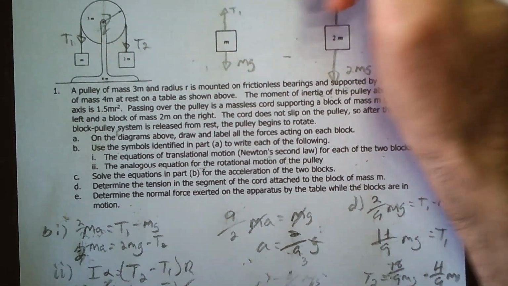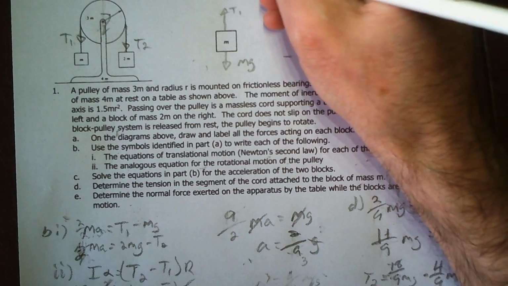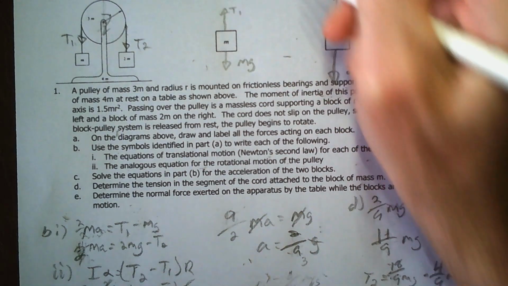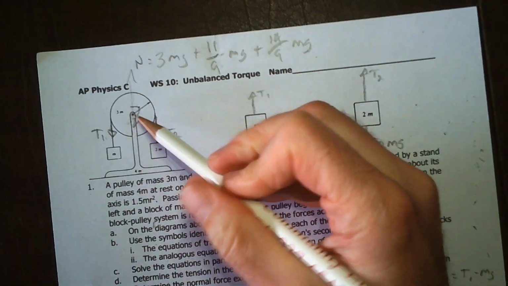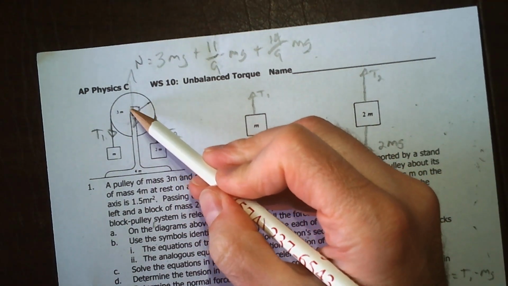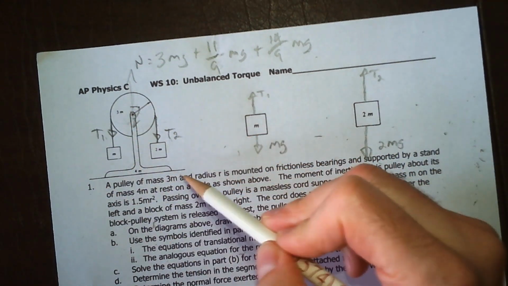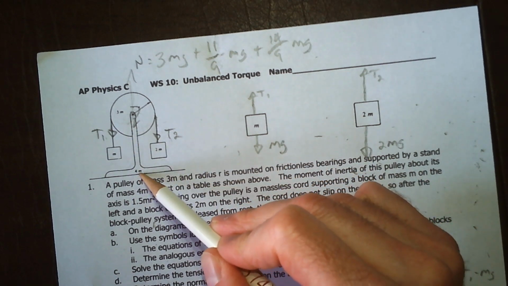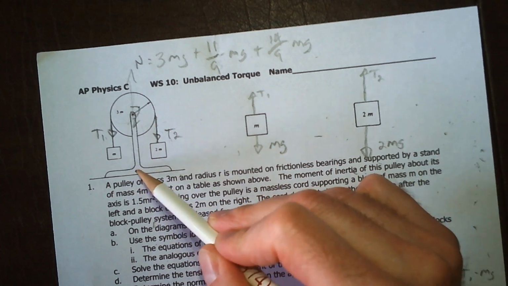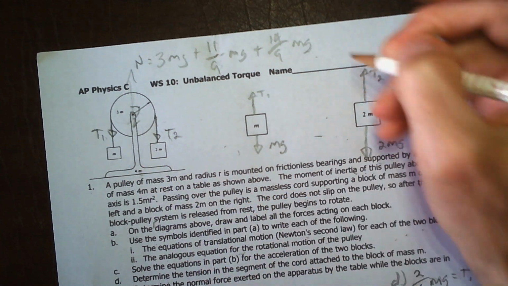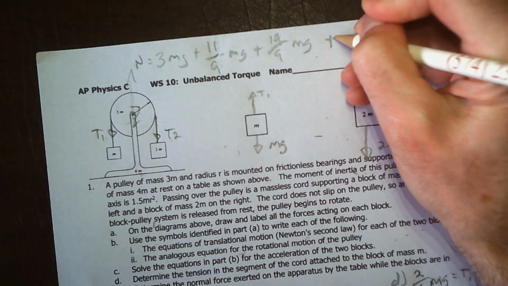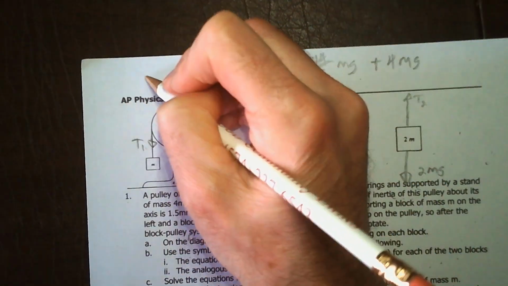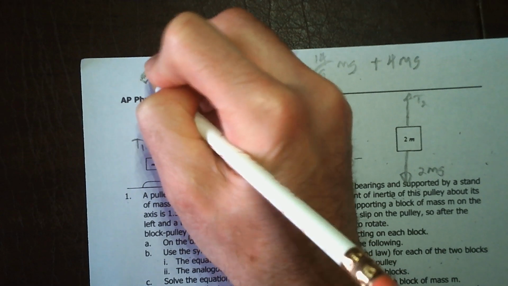Whew, that was scary. All right, plus 14/9 mg. So we just figured out what this normal force is. And so now when we find the normal force down here, it's going to be that same force pushing down plus an extra amount of weight here, so plus 4 mg. This is going to be the answer for E.